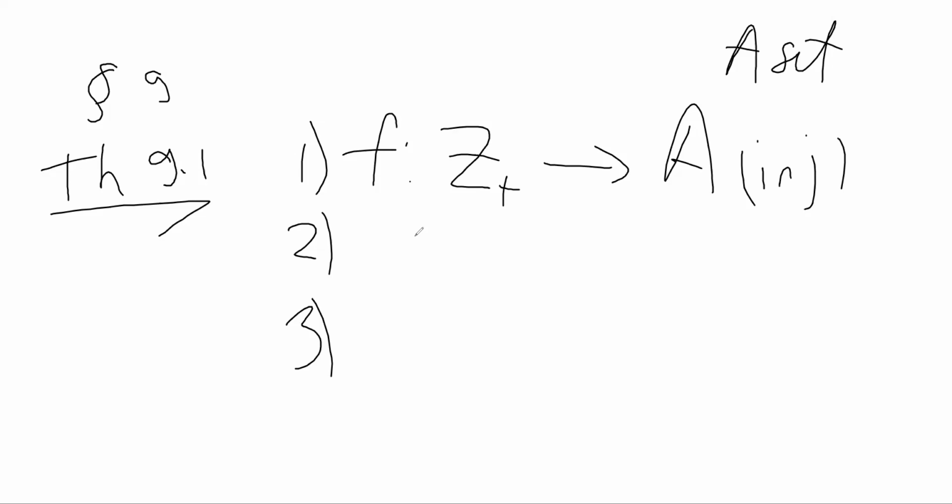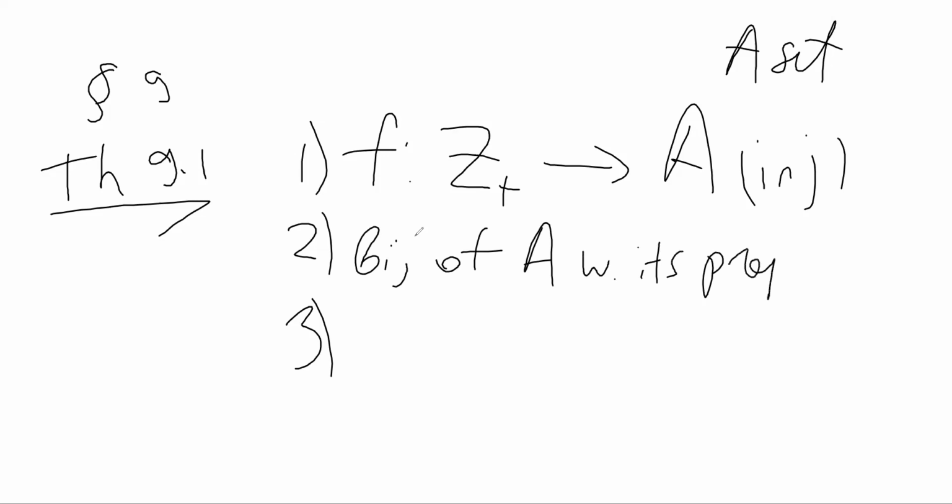Then we have the second statement. There exists a bijection of A with a proper subset of itself. If at some point my handwriting is awful, please let me know. I'll try to erase and rewrite it. And the third statement: A is infinite.